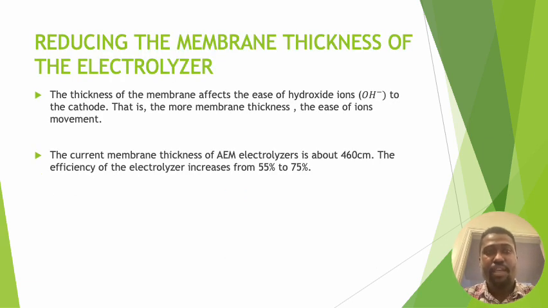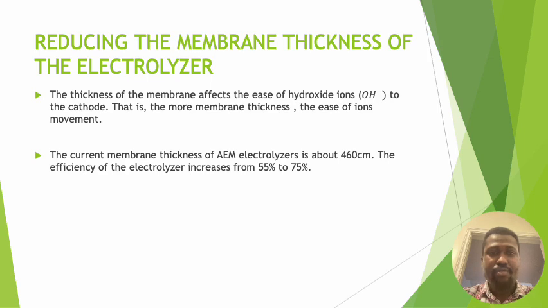The other option we look at in reducing the cost of producing hydrogen is reducing the membrane thickness of the electrolyzer. We see that there is a relationship between the thickness of the membrane and the movement of hydroxide ions in the electrolyzer. We know that it is these hydroxide ions that are oxidized in order to release hydrogen in the electrolyzer. We see that the thinner the membrane of this electrolyzer, the easier the movement of ions to the cathode, which in turn requires a minimum amount of electricity or energy.